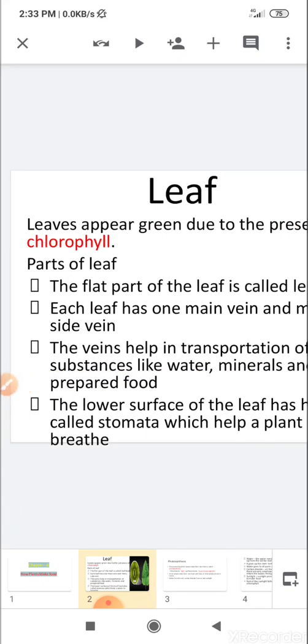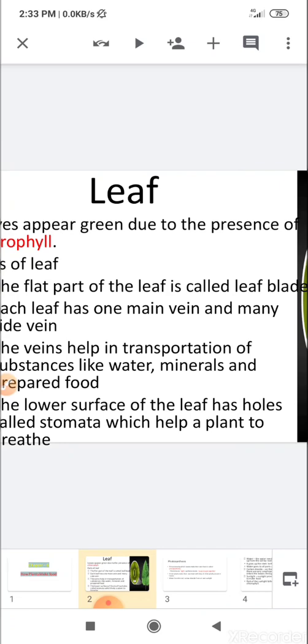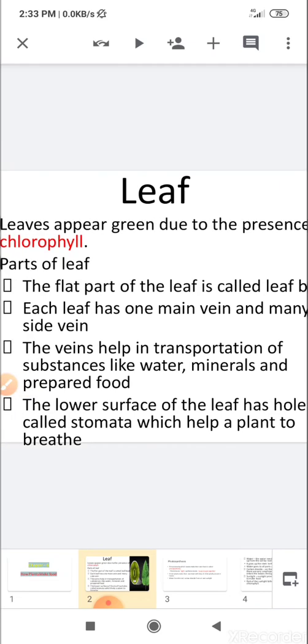Then the lower surface of the leaf has holes. If you see the lower surface, the back surface of the leaf, you will find holes which are called stomata. These holes can't be seen by naked eyes, and these stomata help the plants to breathe.